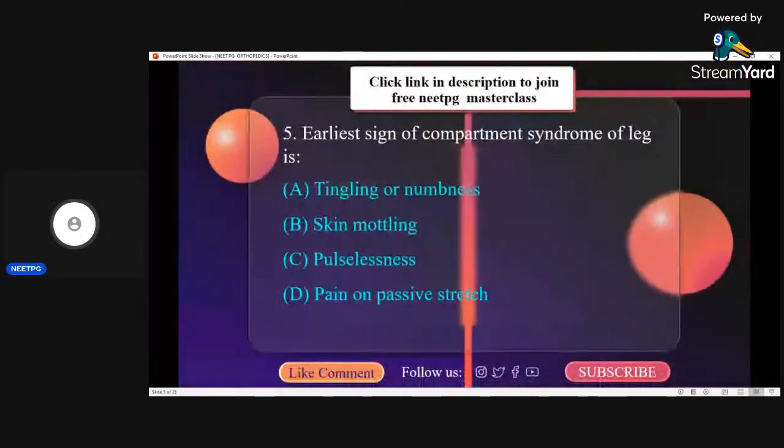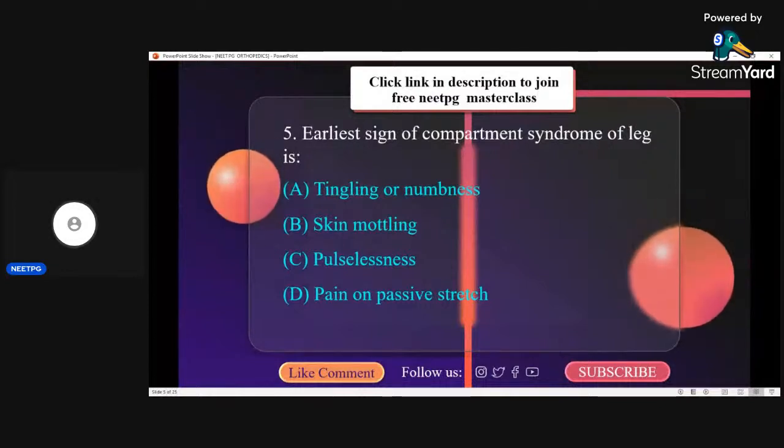Earliest sign of compartment syndrome of the leg is pain on passive stretch.